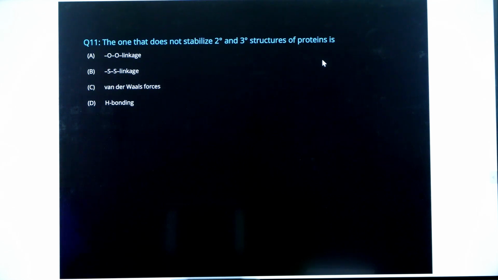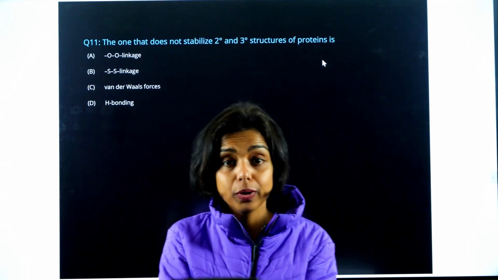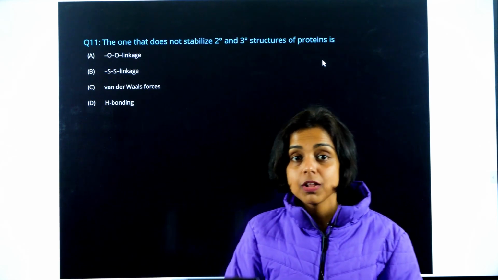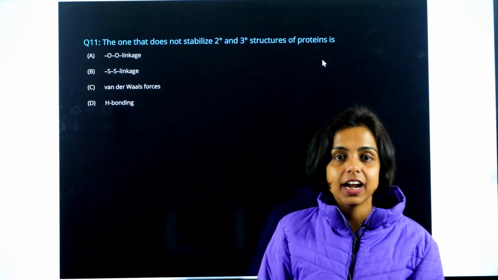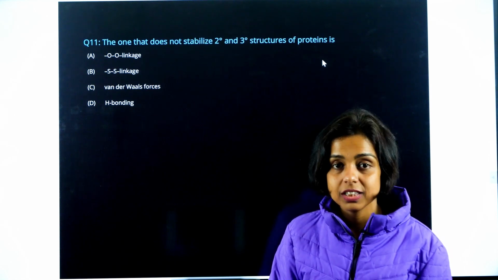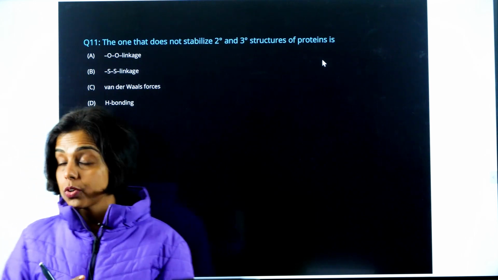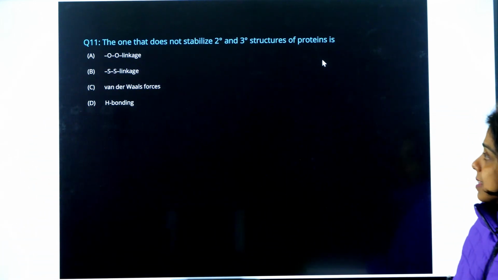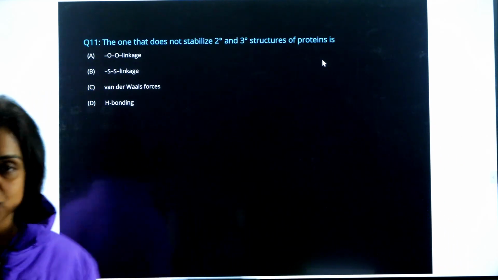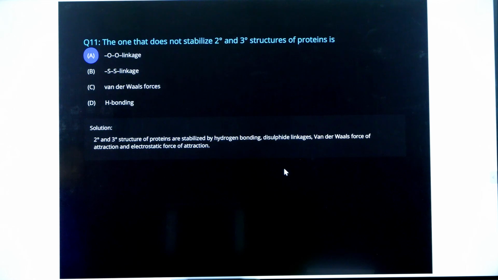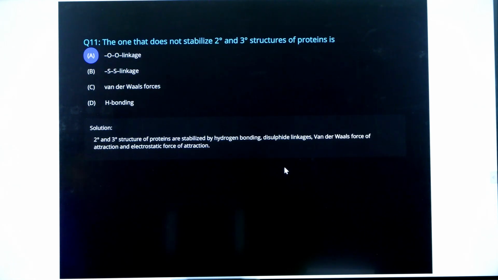Next, please, the one that does not stabilize 2 degree and 3 degree, secondary and tertiary structure of protein. I'm sure you should do it. The primary, secondary, tertiary structure of protein. So the secondary and tertiary structures are stabilized by disulfide linkages, van der Waals forces, hydrogen bonding, and electrostatic forces of attraction. These are the forces which stabilize the secondary and the tertiary structure of protein. So the question was which will not be there that stabilizes 2 degree, 3 degree structure. So of course the answer will be the O-O linkage, peroxide linkage, right? So we have disulfide linkage, van der Waals, hydrogen bonding, electrostatic forces. Done. So the answer we mark is A. Very direct question from biomolecules, the structure of protein.